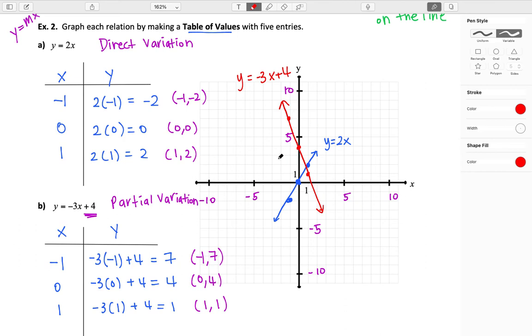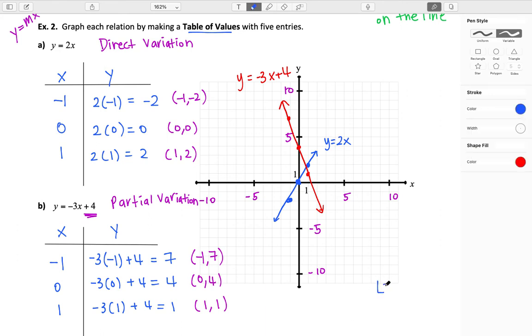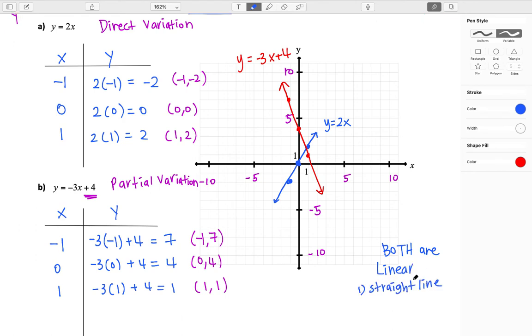Another way, just by looking at it, both of them are linear. The reason why they are linear is because they are a straight line. Another way to look at it, what's the degree? Look at the exponent of the equation. Both of them are power of 1. The degree of the equation is 1.